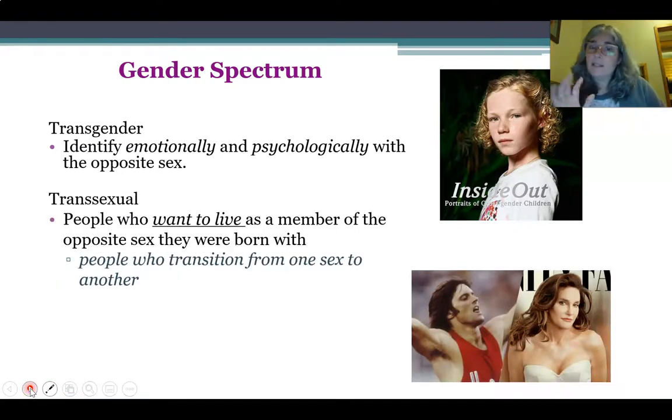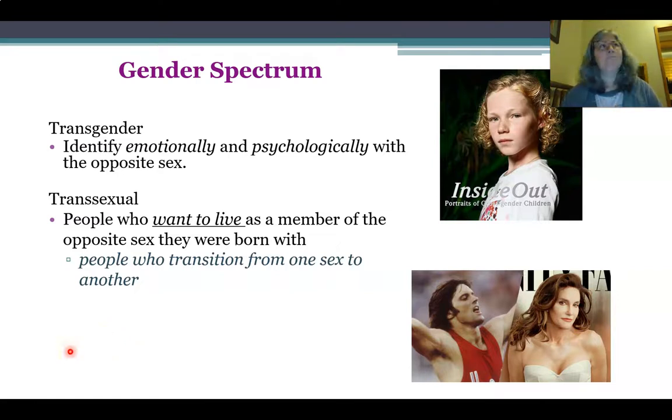That is similar to, but transsexual is kind of the next step from that. This is an individual who wants to live as a member of the opposite sex that they were born with. So the most famous individual that I can think of is Bruce Jenner, who now goes by Caitlyn Jenner. This is someone who wants to actually transition and live their life as the opposite sex.